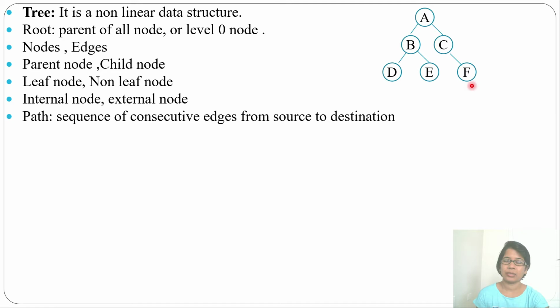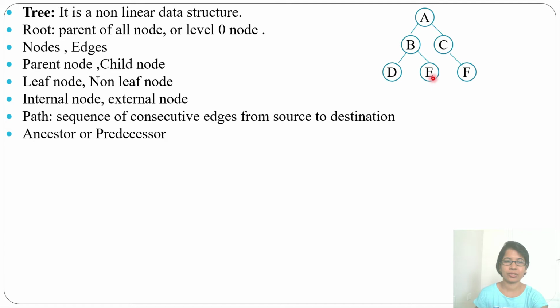Then there is path. Path is a sequence of consecutive edges from source to destination. Like the path from A to D will be A-B, then B-D. Path from A to E will be A-B and B-E. Path from A to F will be A-C, C-F. That is called a path.